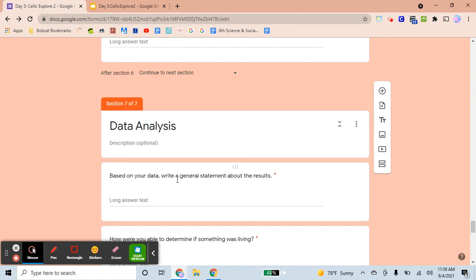Based on your data, write a general statement about the results. I do want to let you guys know that after you finish and you submit, I would recommend going back and checking the answers. For each of these, I've provided the answer for the correct response. So you're going to want to look at that.